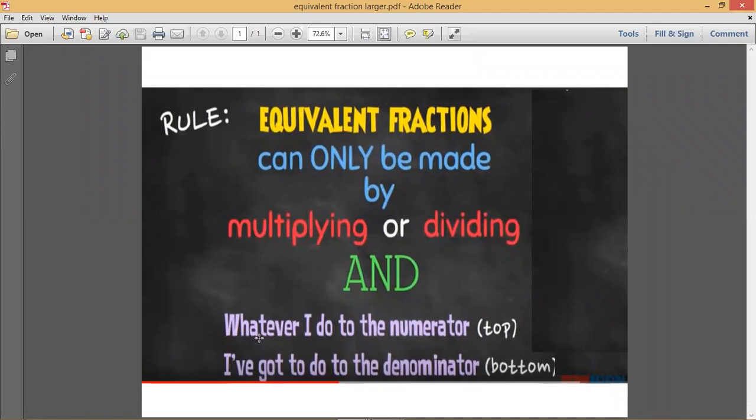And whatever I do to the numerator, which is the top number, I've got to do to the denominator, which is the bottom number. So please try to remember this rule. It is very important, especially in equivalent fractions. Now let's go back to page 199.